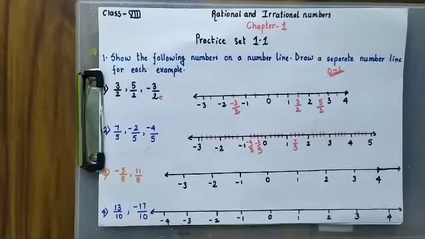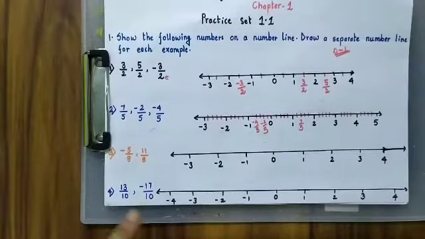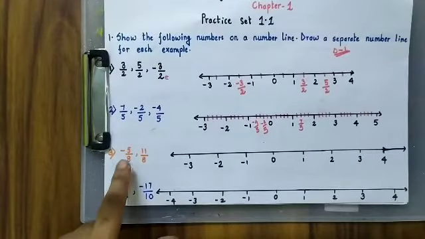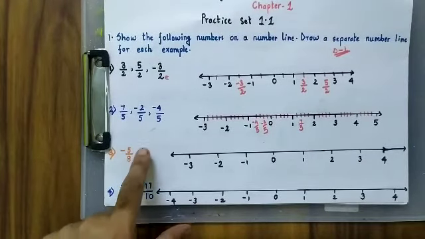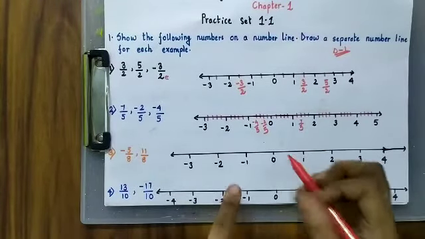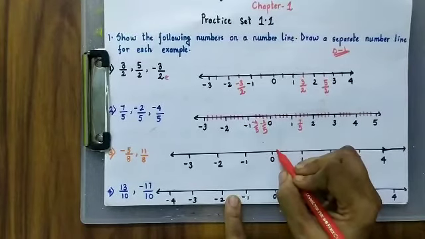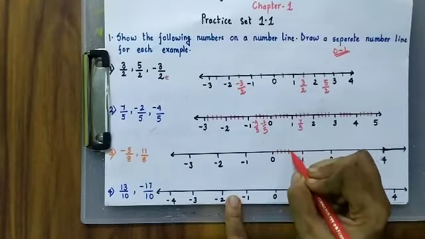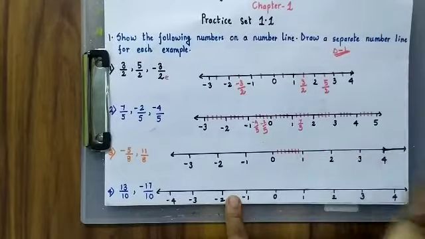Now let's see our third example. The third example is minus 5 by 8 and 11 by 8. Now as the denominator is 8, how many tick marks do we need to put on every unit? We need to put 7 tick marks. So we are going to put 7 tick marks. 1, 2, 3, 4, 5, 6 and 7.